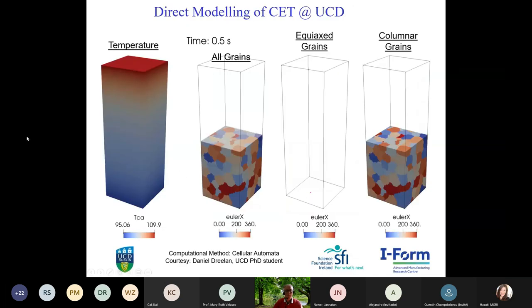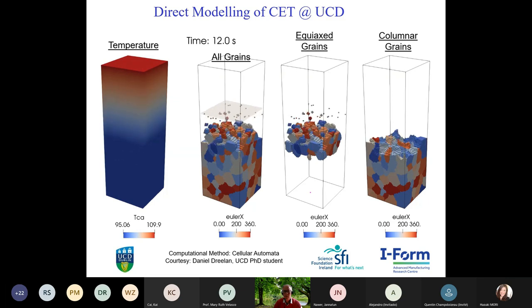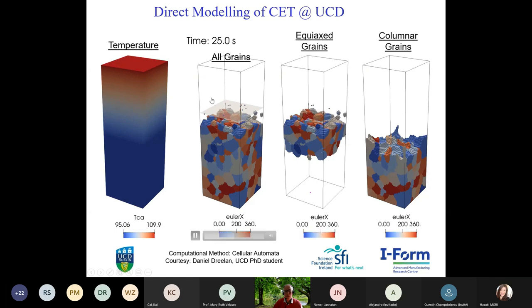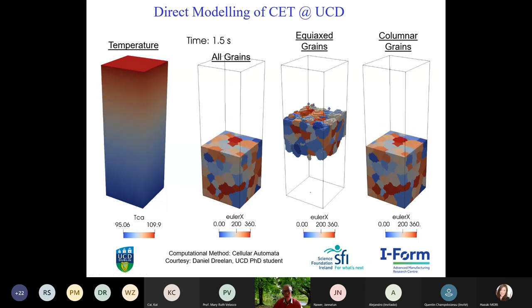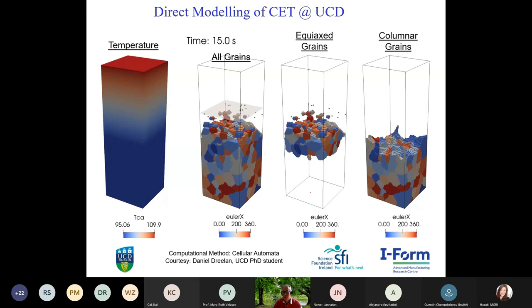Here are some cellular automata simulations of meltback and resolidification of columnar grains on the right, equiaxed grains next to that, and then all grains here leading to a columnar to equiaxed transition. This is work of one of my PhD students, Daniel Drelin, and this is the early parts of a model which are being applied to additive manufacturing, so 3D simulation of grain structure formation in 3D printing.